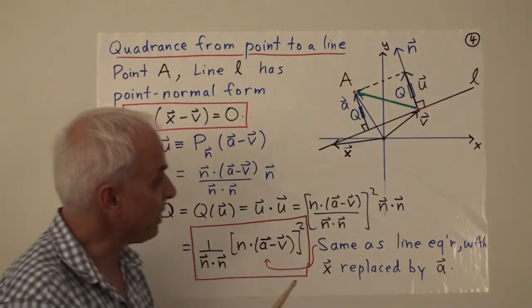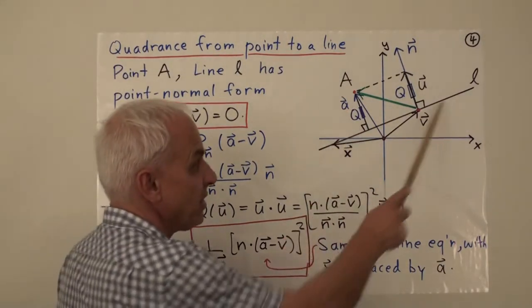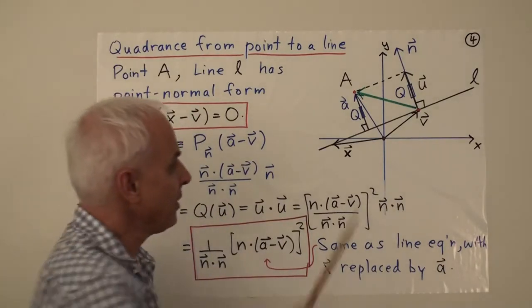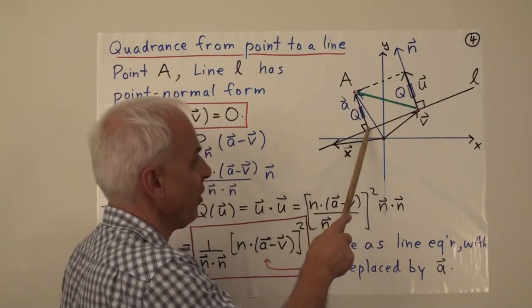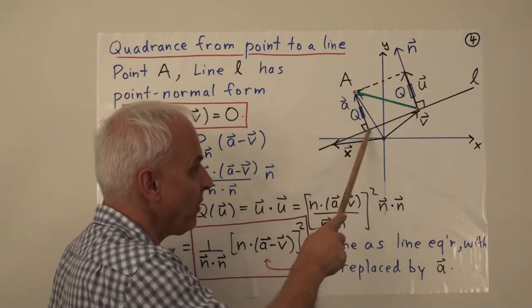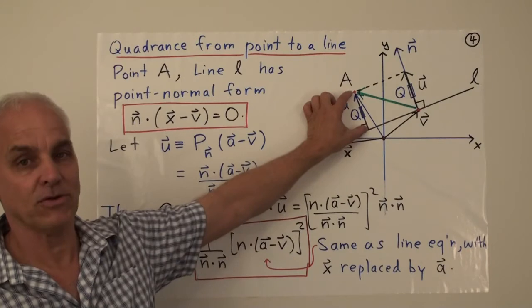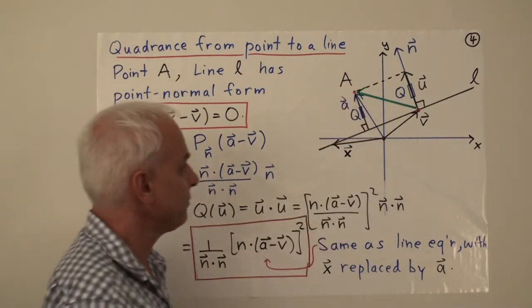So geometrically what we'd like to say is, there are lots of points on this line, but we'd like to choose the closest point. So if we drop a perpendicular from A to the line, we get some point down here, and it's this quadrance here that we really want to identify and get a formula for.